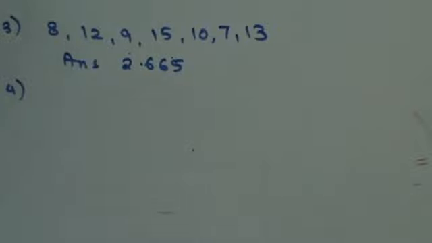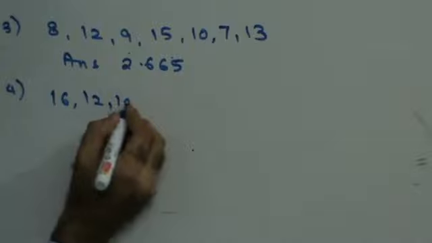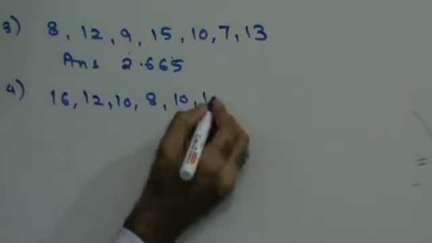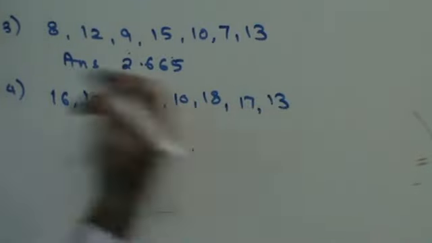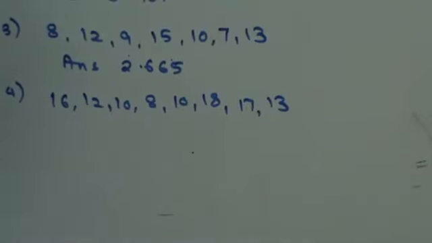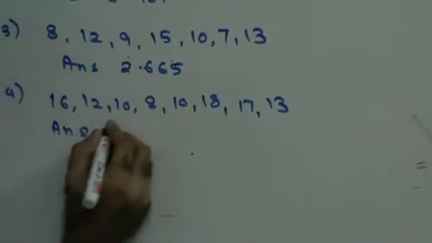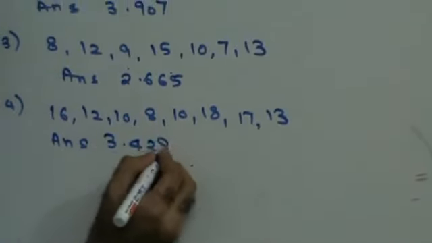Let's see another sum of this kind. Data is 16, 12, 10, 8, 10, 18, 17, 13. Exact replica of the first sum. We'll do one type of sum, and then I'll give you sums for practice so that you know exactly how to do it. The answer for this should be 3.428.